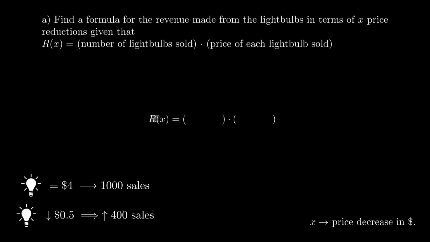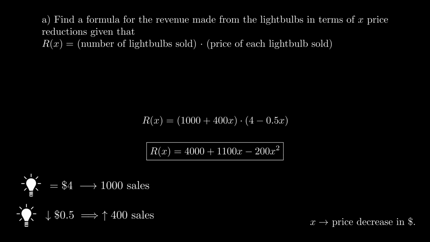Next, we can go ahead and start putting in what we know. So for starters, we know that when light bulbs are $4, we get 1,000 sales, so we can go ahead and just plug those numbers in. Next, we know that for every $0.5 decrease, in other words, for every 0.5x, we get 400 additional sales. Expanding these brackets out and simplifying gives us our revenue function here.